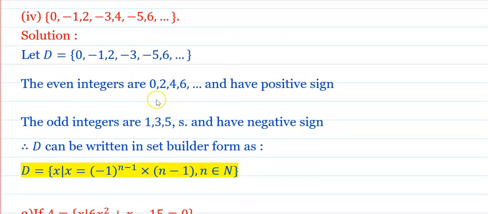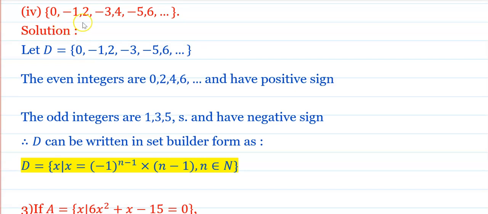Now the next is 0, -1, 2, -3, 4, -5, 6, and so on. Alternately, the numbers are plus and minus. Therefore, D is equal to 0, -1, 2, -3, 4, -5, 6. I will write here 0, -1, 2, -3. The next element is 4, then -5, and 6.